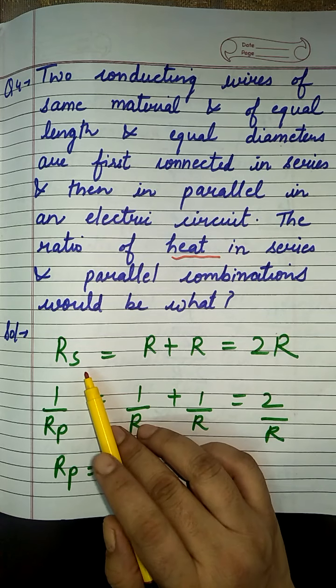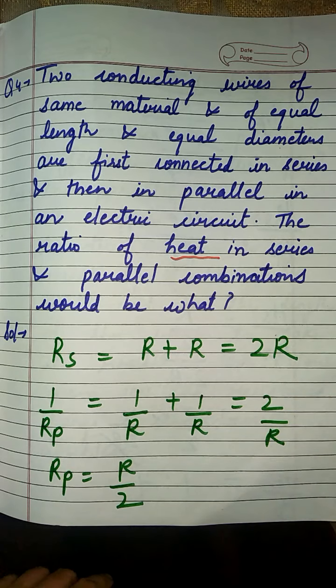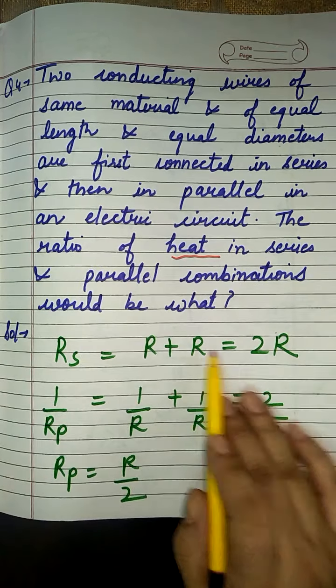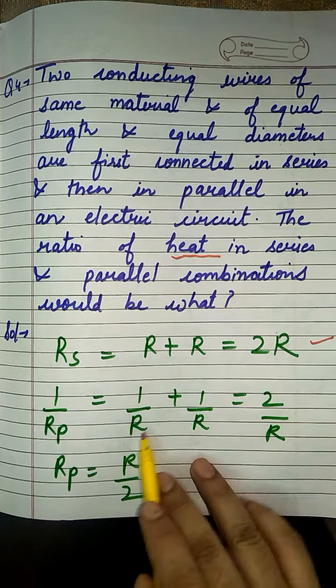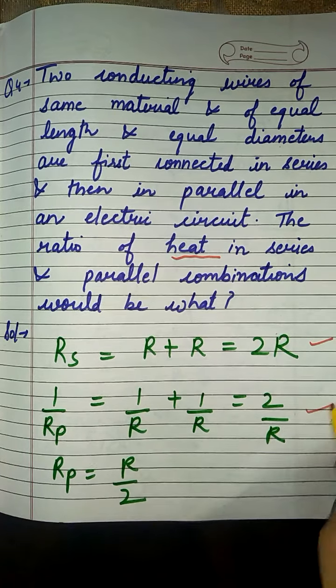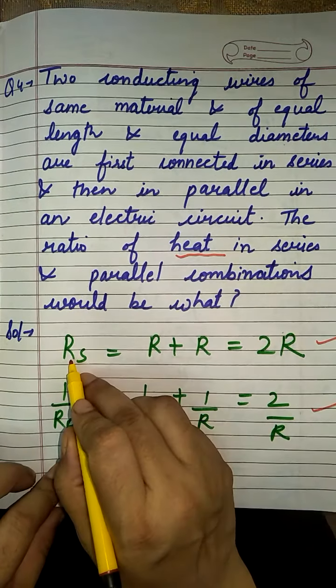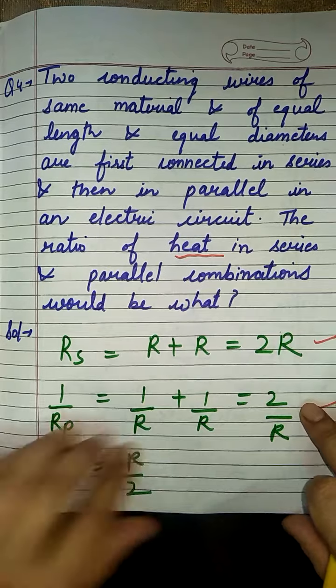Resistance in series: because two wires are there, both of same material, same length, same diameter, definitely resistance will also be same. So I have written R plus R, that is 2R. Similarly, 1 upon Rp, 1 upon R plus 1 upon R is equal to 2 upon R. So Rp will be R by 2. Rs comes out to be 2R, whereas Rp comes out to be R by 2.